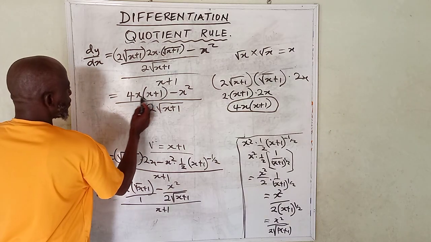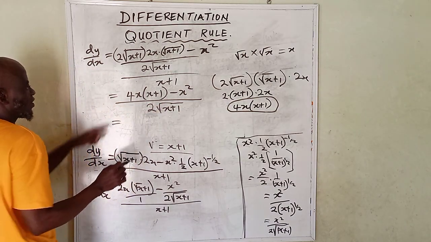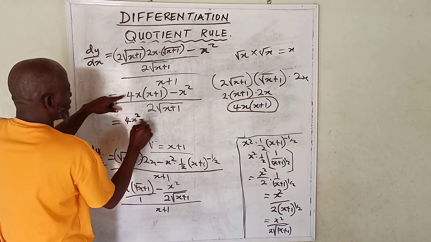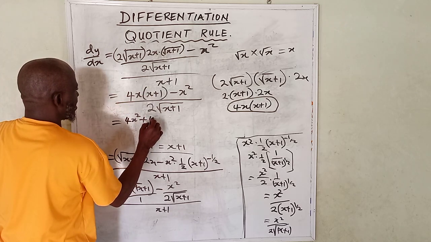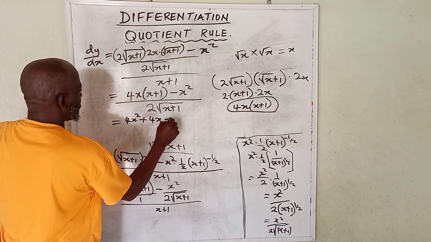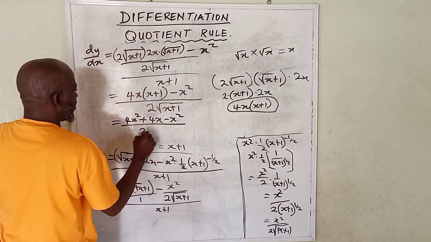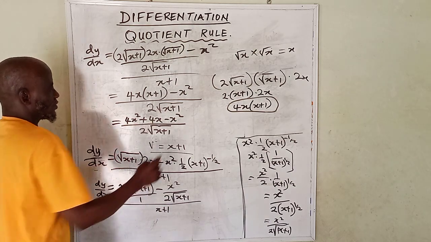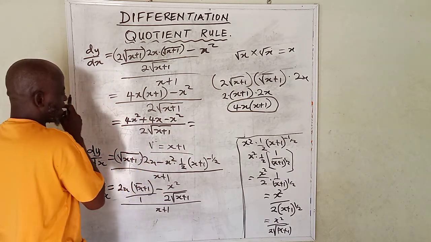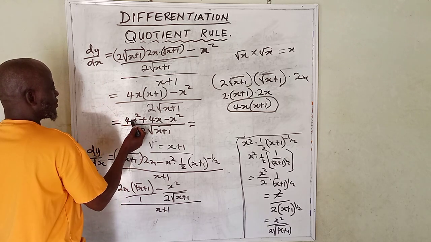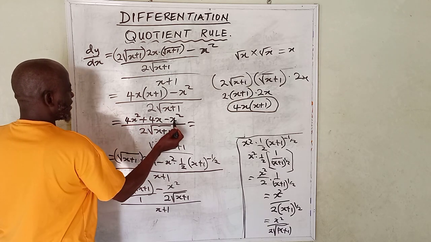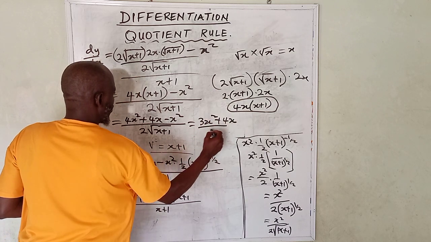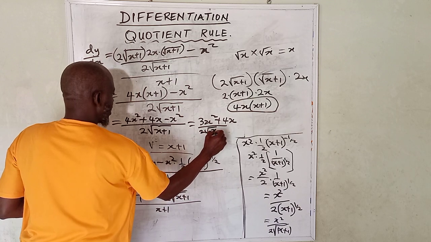So now, we can open this bracket. Now we have 4x. When 4x is multiplied that, we have 4x squared. Then 4x multiplied by 1 is still 4x. Then minus x squared, everything all over 2 into x plus 1. So we have some terms that are alike, collect like terms. This minus this gives us 3x squared plus 4x all over 2 root x plus 1.